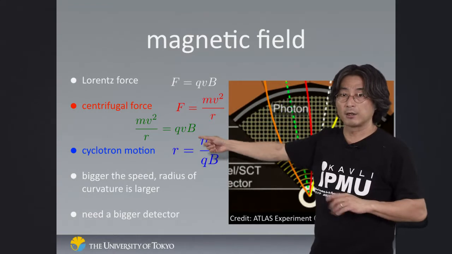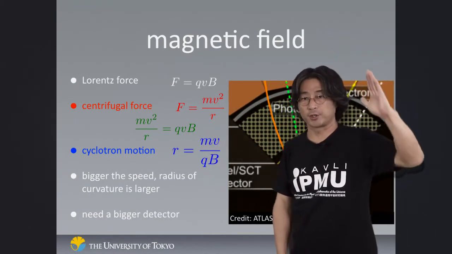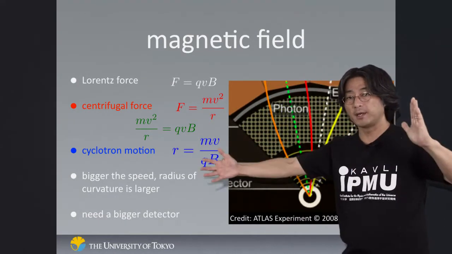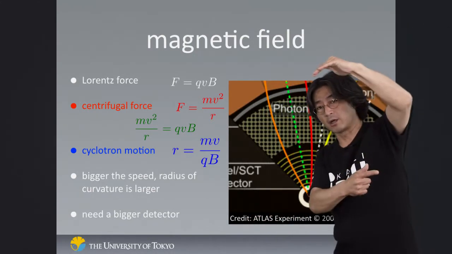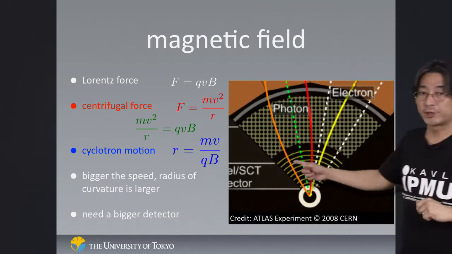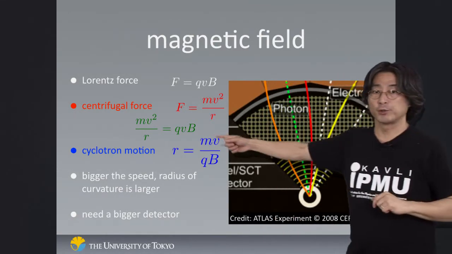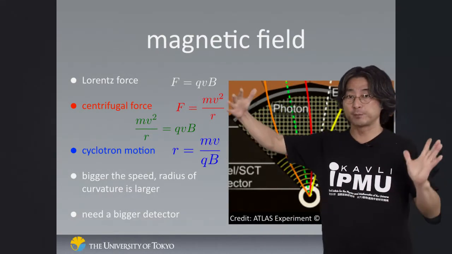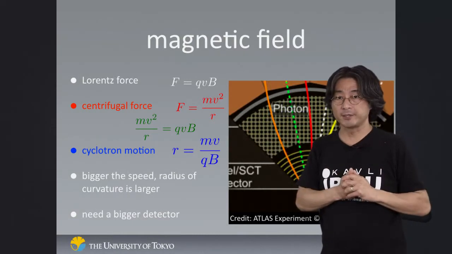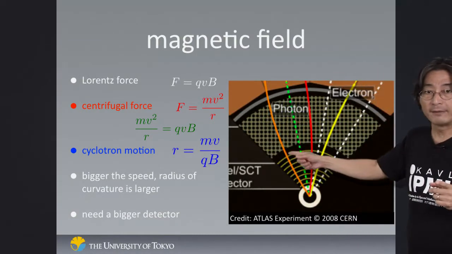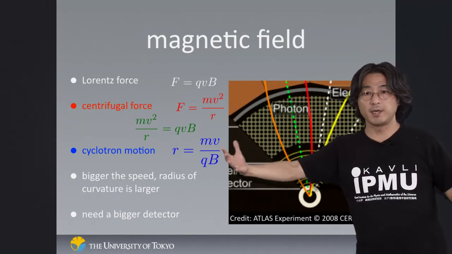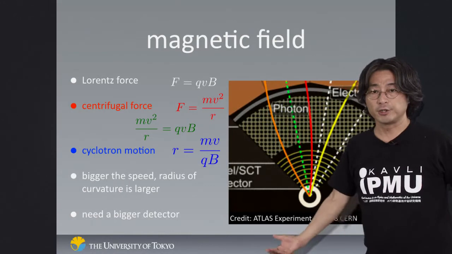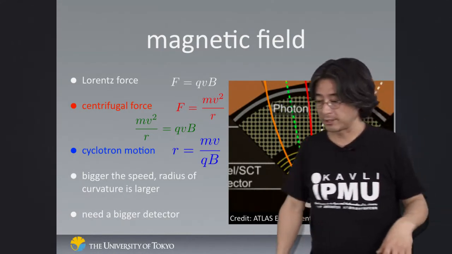And this r would be the radius of curvature. If r is big, it doesn't bend very much. If r is small, it bends a lot. In order to measure this bend, you need to make sure that this radius of curvature is smaller than the size of the apparatus. And that's hard if the velocity of the particle is big. The bigger the speed, the larger you have to make the radius, so you have to build a bigger detector. That's why we need to build a very big apparatus.